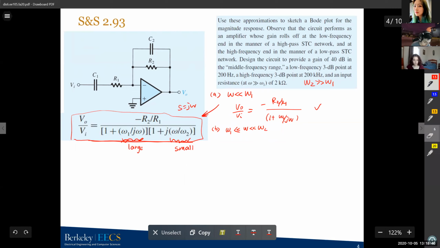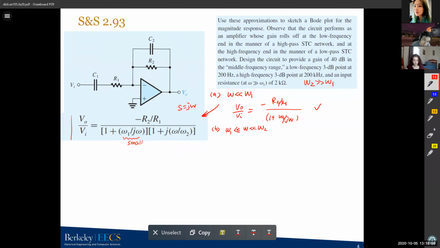So in this case, we still use this equation. Omega 1 over j omega will be small because our omega will be much larger than omega 1. While omega over omega 2 will also be small because our omega is much less than omega 2. So this is another small value. So it will be 1 plus a really small value times another 1 plus a really small value. We can just think of the denominator as 1. So our V out over Vi will just be simplified as minus R2 over R1 divided by 1 times 1, which is just negative R2 over R1. This is the second case.